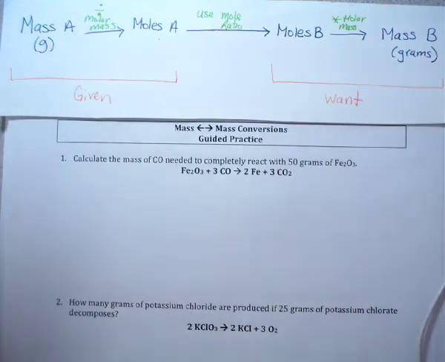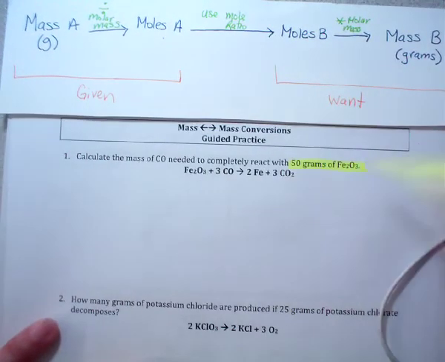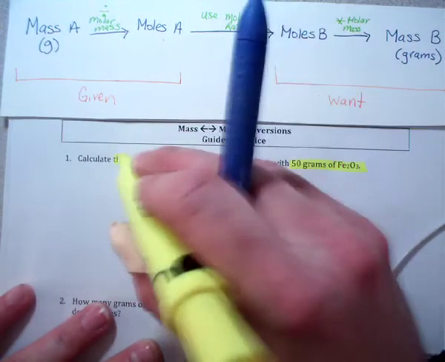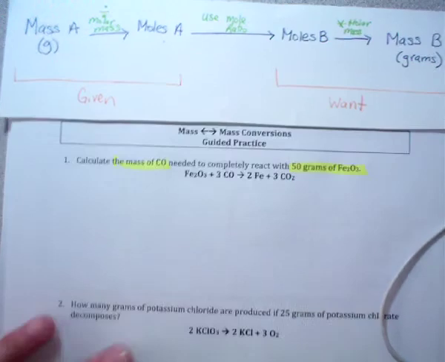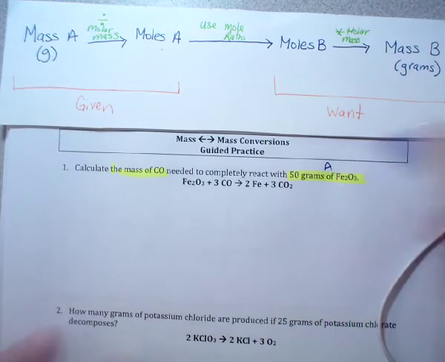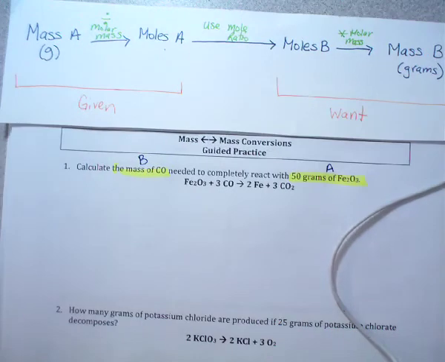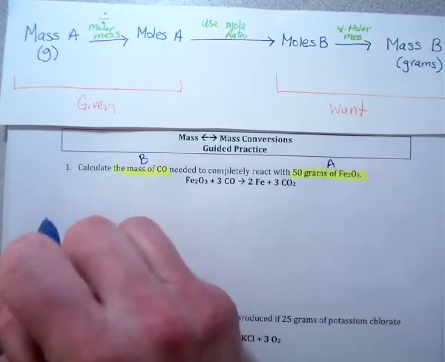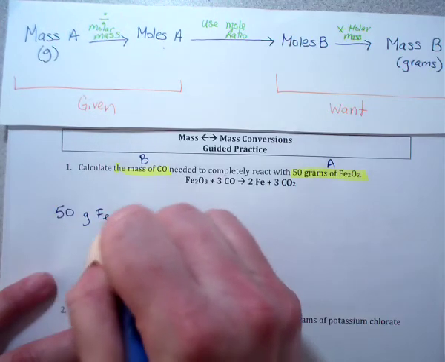So let's start out by identifying our given, which is 50 grams of iron 3 oxide. And I'm asking you to find the mass of carbon monoxide. So in your flip book or on my mole road, what I give you is called A, and what I'm trying to find, I like to label B. So we're going to start out by writing down our given, which was 50 grams of Fe2O3.